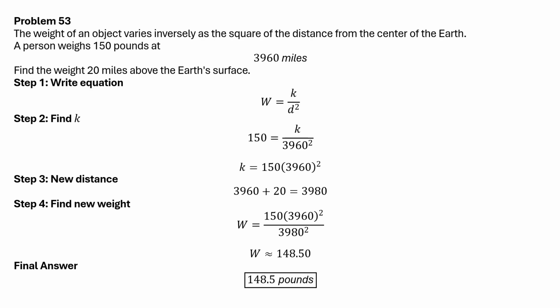Weight varies inversely as the square of the distance from Earth center. Increasing the distance from 3,960 miles to 3,980 miles slightly reduces the person's weight. The new weight is approximately 148.5 pounds.